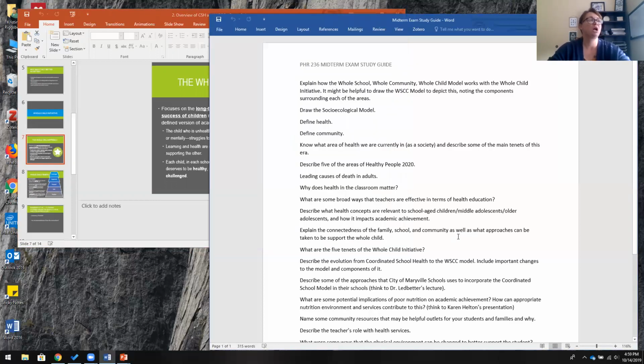The next question: describe what health concepts are relevant and how they impact academic achievement. It's worded a little funny, but one thing I would like you to keep in mind is I'm going to ask you to focus on the age level that you're talking about teaching. So if you are K-5, choose that school age and just focus on that. Give me one health concept that's relevant to your age group and how it impacts academic achievement. Let's take hunger for an example. It can go for any of those age groups. How would being hungry or being food insecure and not having enough access to food impact academic achievement?